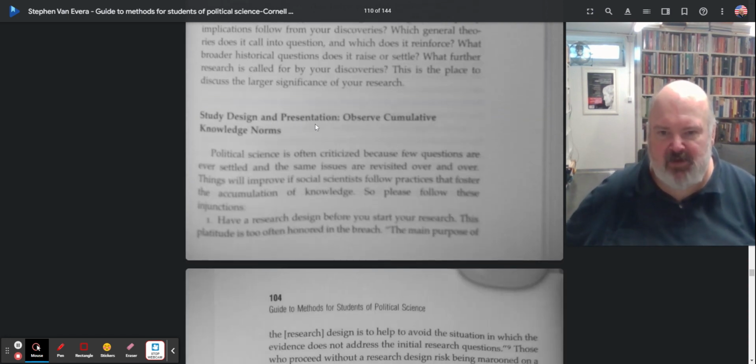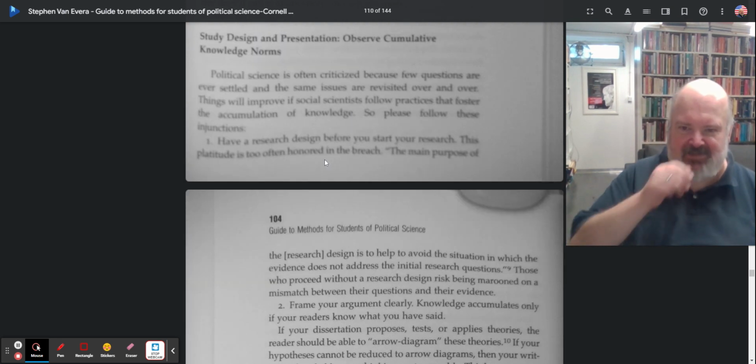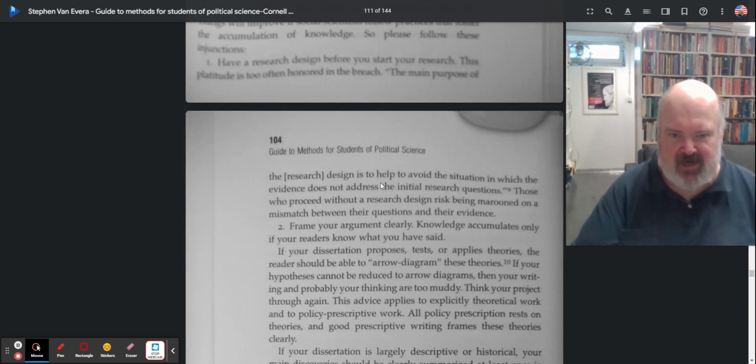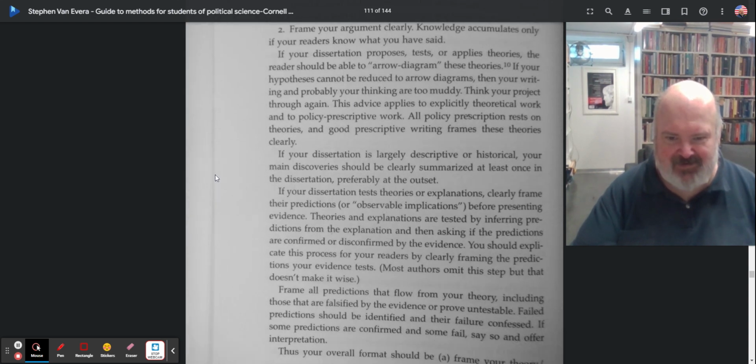Study design and presentation. Observe cumulative knowledge norms. Political science is often criticized because few questions are ever settled and the same issues are revisited over and over. Things will improve if social scientists follow practices that foster the accumulation of knowledge. So please follow these injunctions. One, have a research design before you start your research. This platitude is too often honored in the breach. The main purpose of research design is to help you avoid the situation in which the evidence does not admit the final research questions, right?